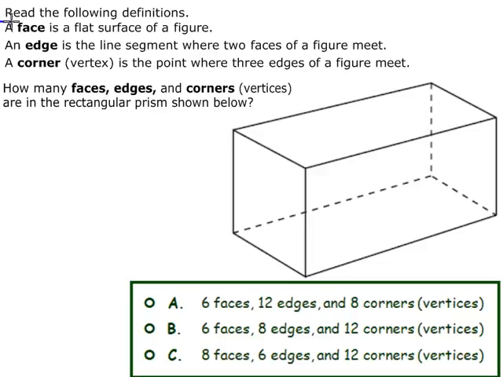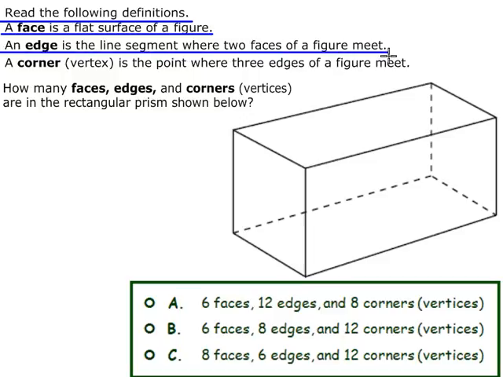Here we read the following definitions. A face is a flat surface of a figure. An edge is the line segment where two faces of a figure meet. And a corner or vertex is the point where three edges of a figure meet.